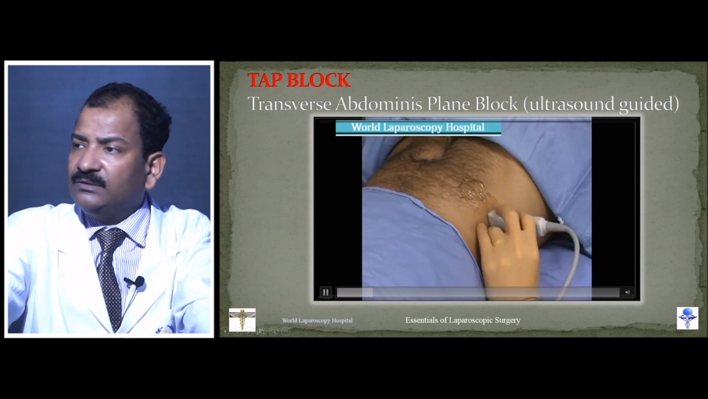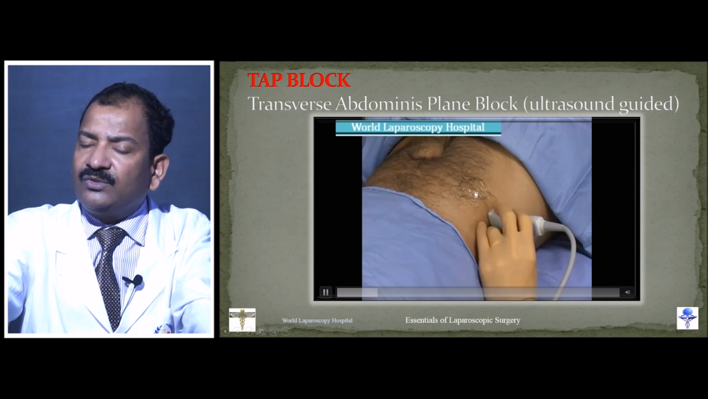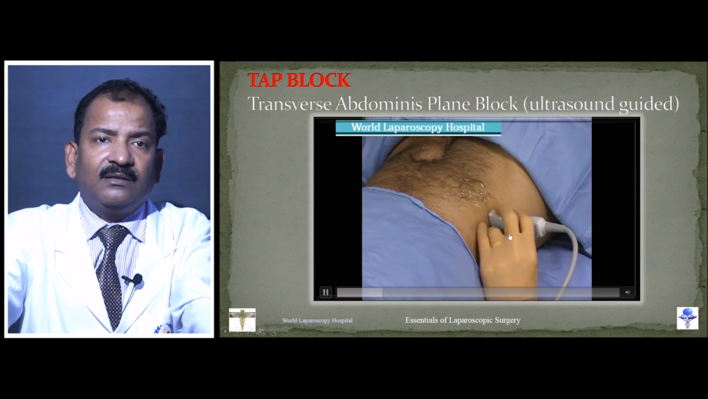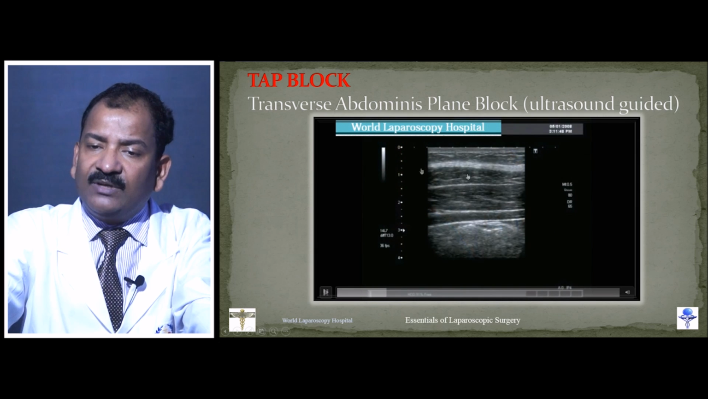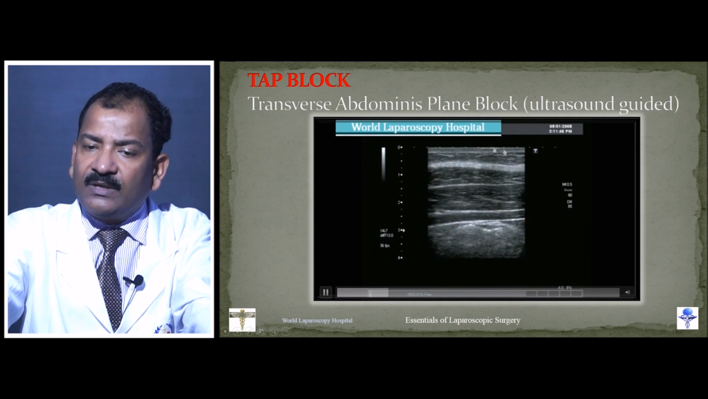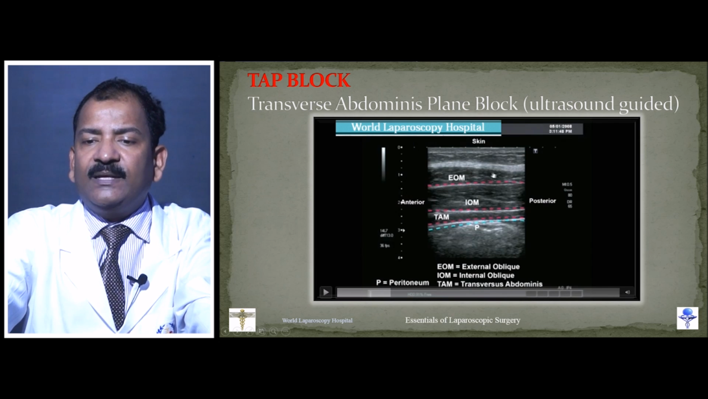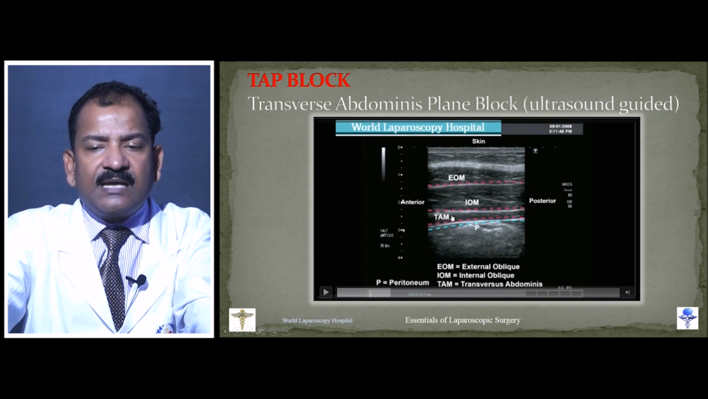This is the ultrasound, and it will show you the different muscle layers. Here is the skin, this is external oblique muscle, this is internal oblique muscle, this is transversus abdominis muscle, and this is the transversus abdominis plane. At this plane you have to inject the needle with lignocaine and xylocaine, and after that do the surgery. The patient will say, I do not have any pain at all after surgery.